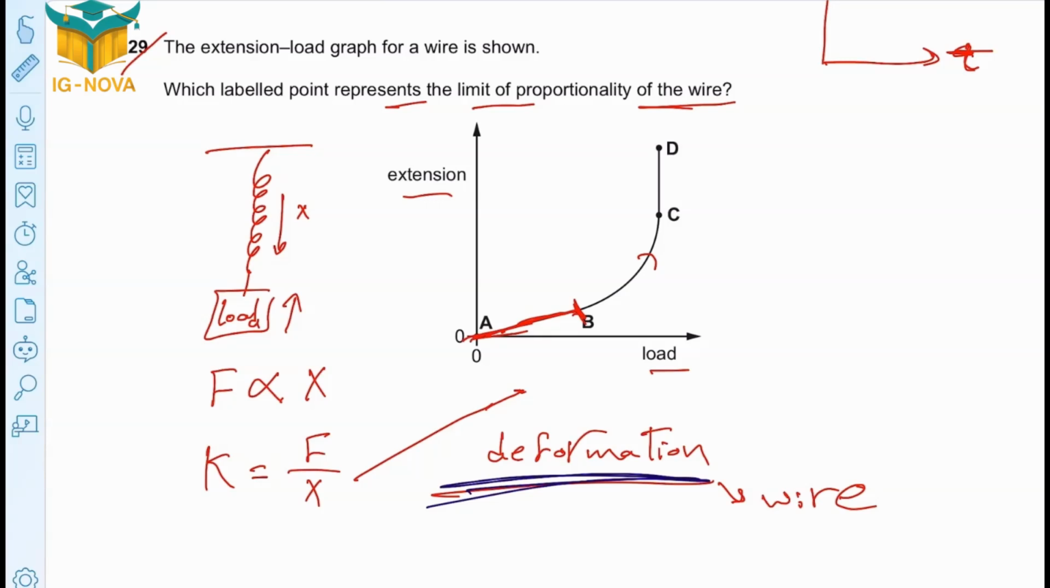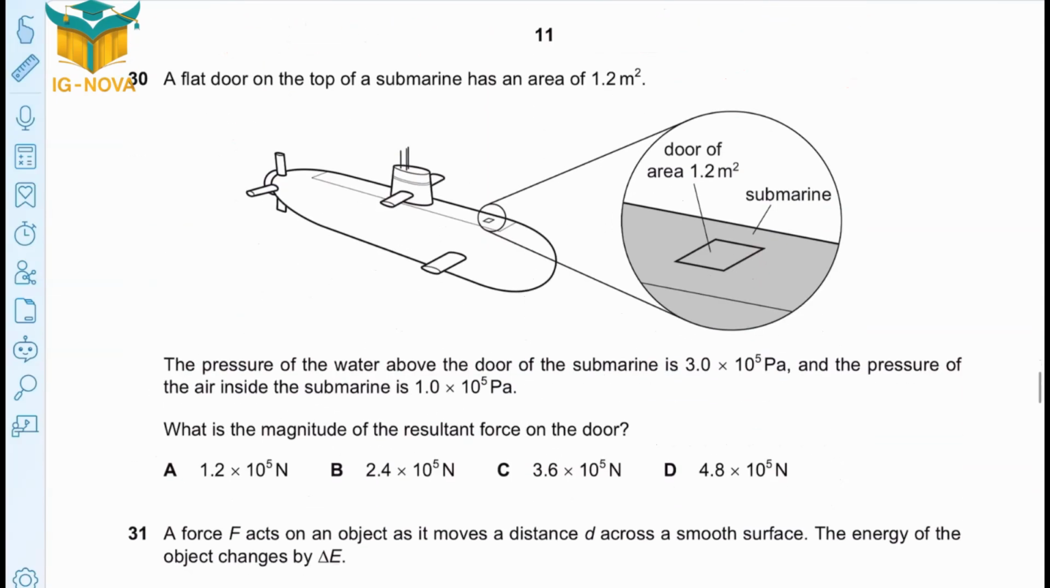Go back to the previous video and you'll find I also said that before the point of proportionality, the wire obeys Hooke's law, but after that it will be random deformation. So I'll consider B as the point of proportionality. A nice question that just needs a bit of focus on the concept. Question 30.